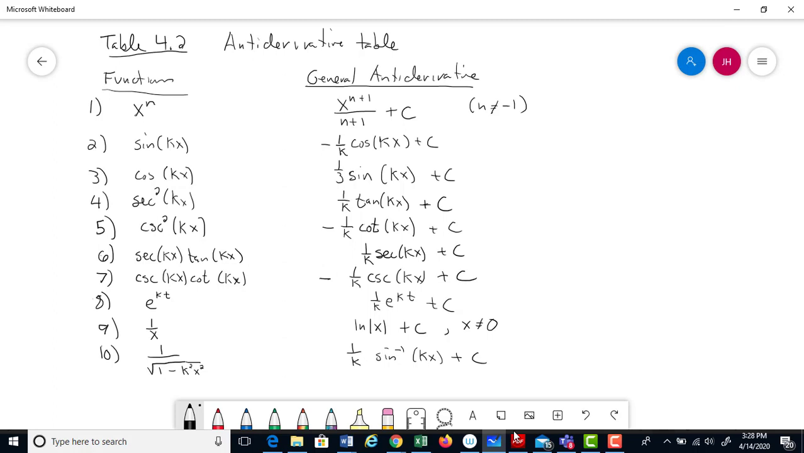So we know that the derivative of the sine inverse is 1 over the square root of 1 minus x squared. So if I have a k here, I'm going to have a kx squared. You're going to have a kx squared. So that's why it's k squared x squared.